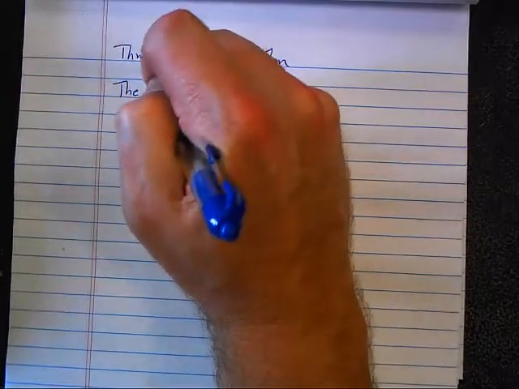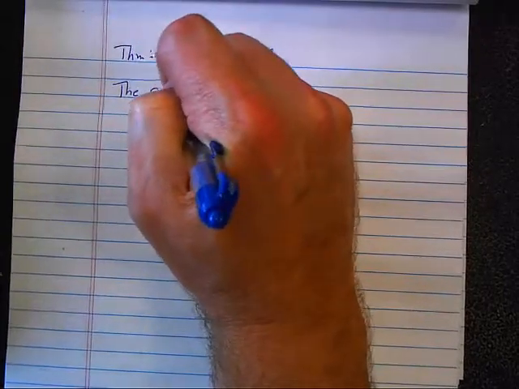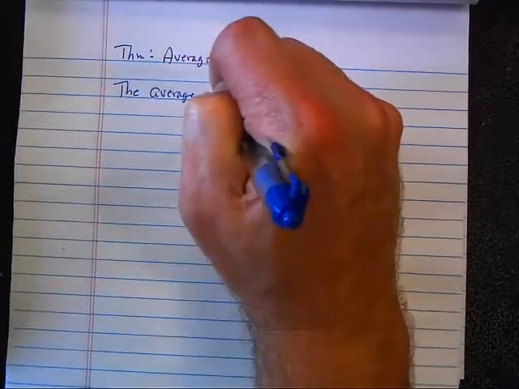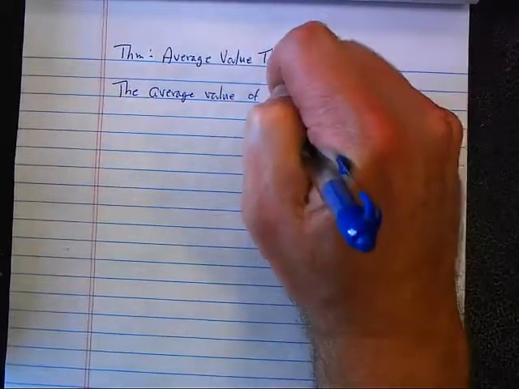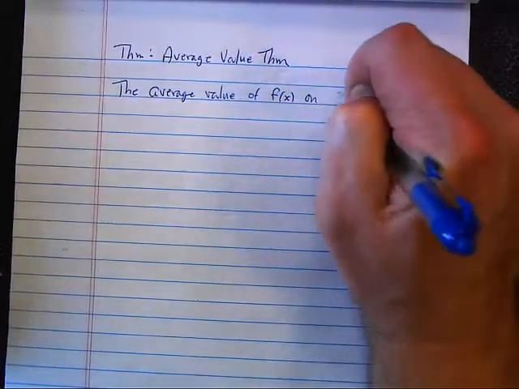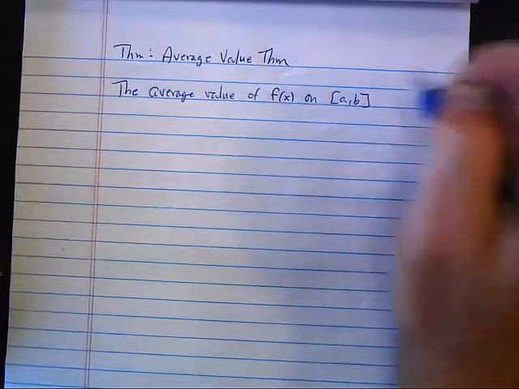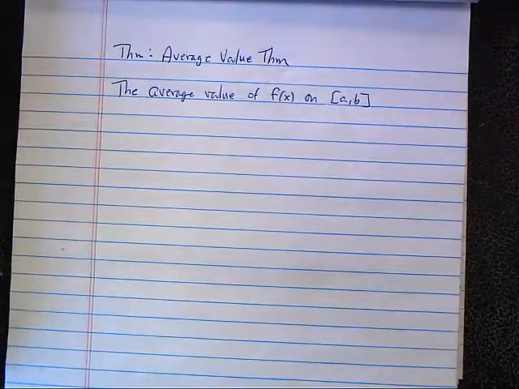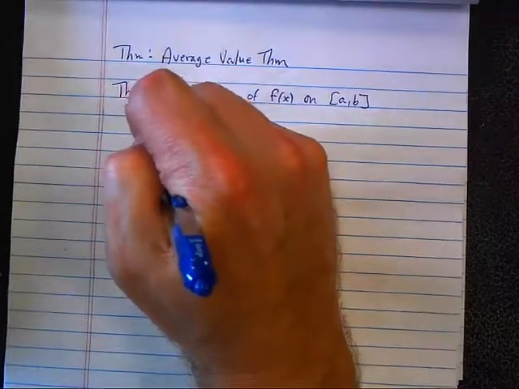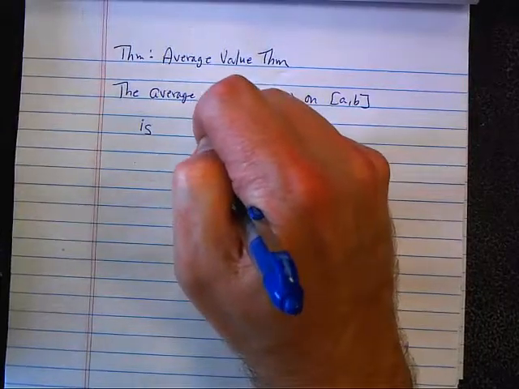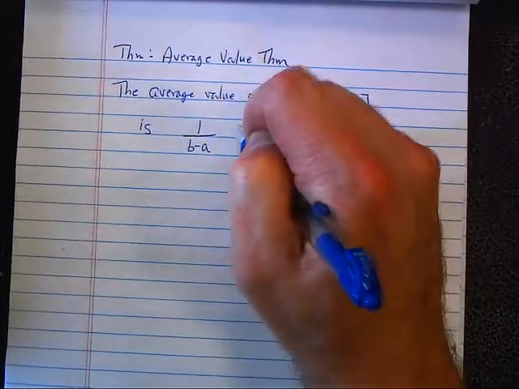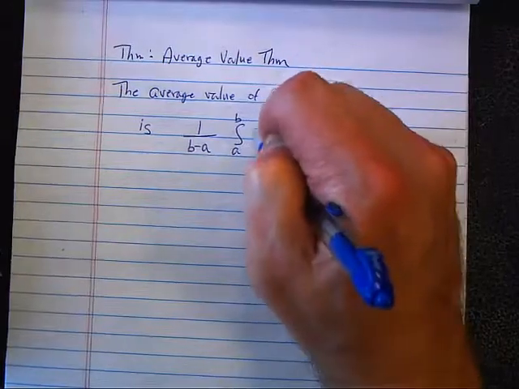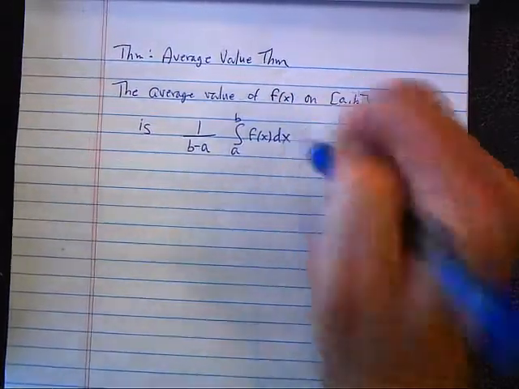All right, so the average value of f of x on the interval a to b, assuming f of x is a continuous function, is 1 over b minus a times the integral from a to b of f of x dx.